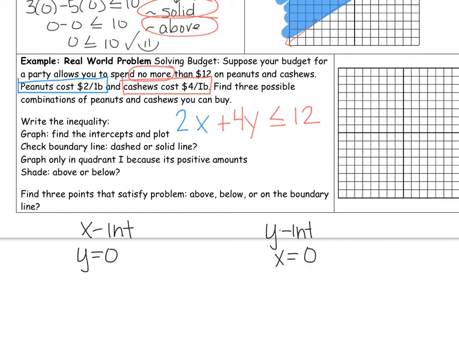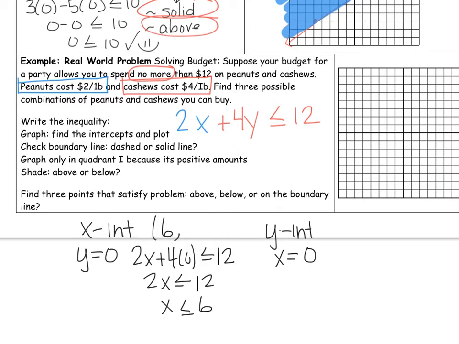For the x-intercept, we have to let y equal 0, and for the y-intercept, we have to let x equal 0. So if I let y equal 0, 2x plus 4 times 0 is less than or equal to 12. That gives me 2x is less than or equal to 12, so x is less than or equal to 6. So my x-intercept is at (6, 0).